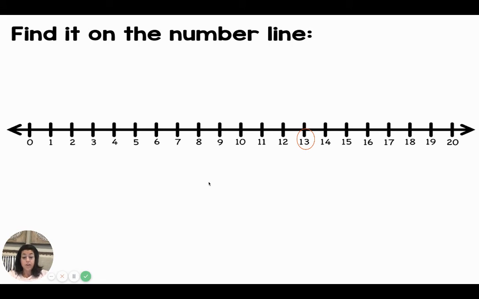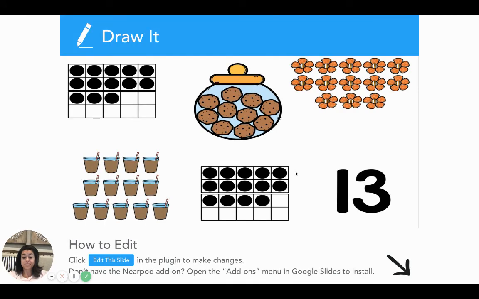There's number 13 on our number line. Who is before him? 12. Who is after him? 14. Counting really carefully, circle all of the numbers that represent 13.